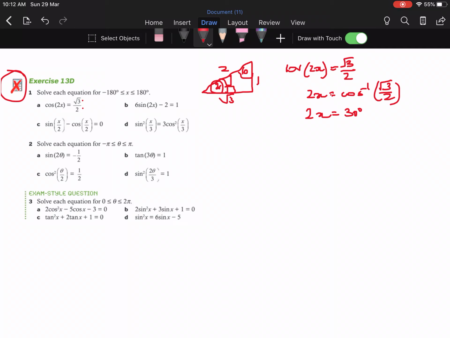Right, now the next thing I need to know is the range, which is negative 180 to 180. So if you think about the cosine graph, remember it goes down and back up, and then it's symmetrical on the other side. Now 180 is really just to this point here, that's 180 and that's 180. So that's negative 180 here and that's 180 here.